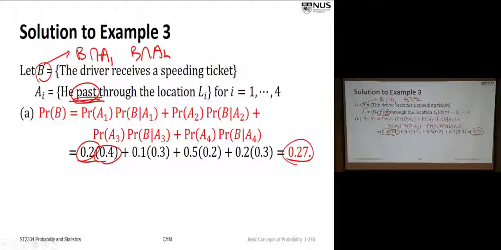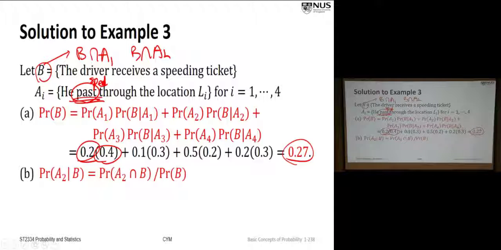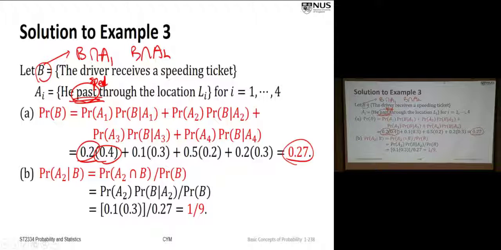Right. This one changes: he passed, he's speeding back through the location. Okay, then if he receives a ticket, what's the chance that he got it from location 2? That means he's speeding and caught in location 2. So you just apply this one, and it's 1/9 chance that he got it because he was speeding at location 2.